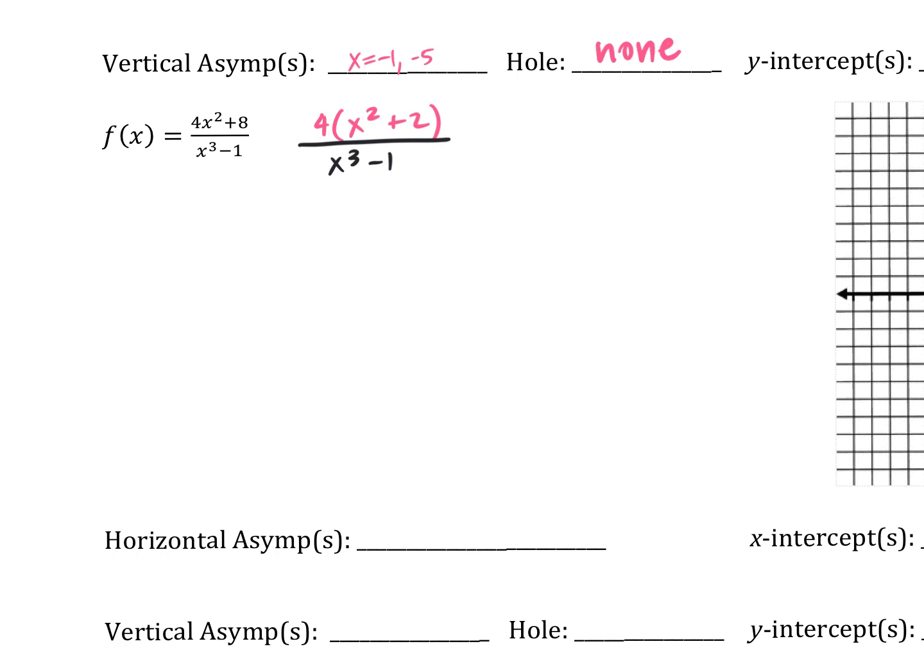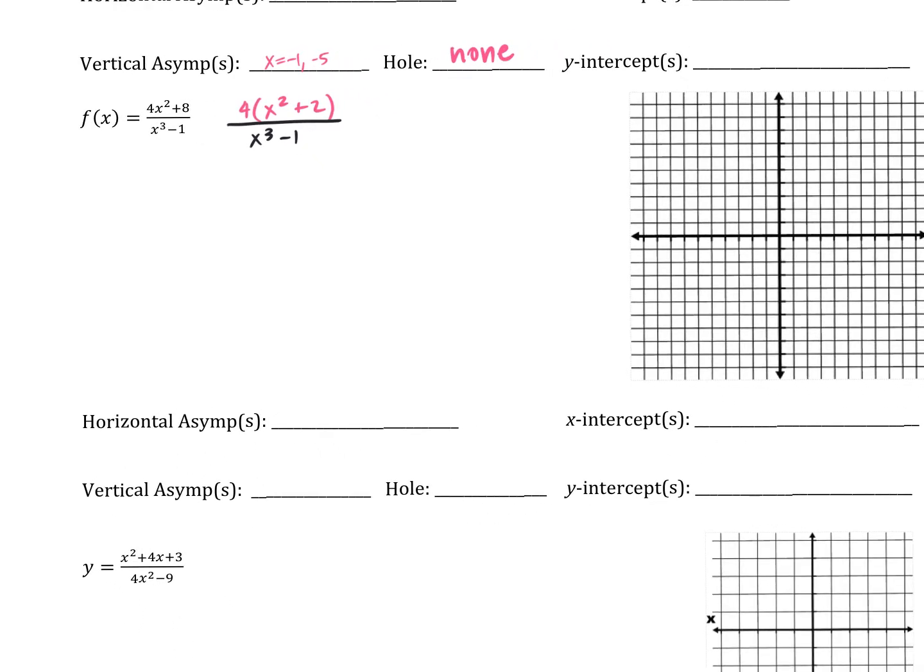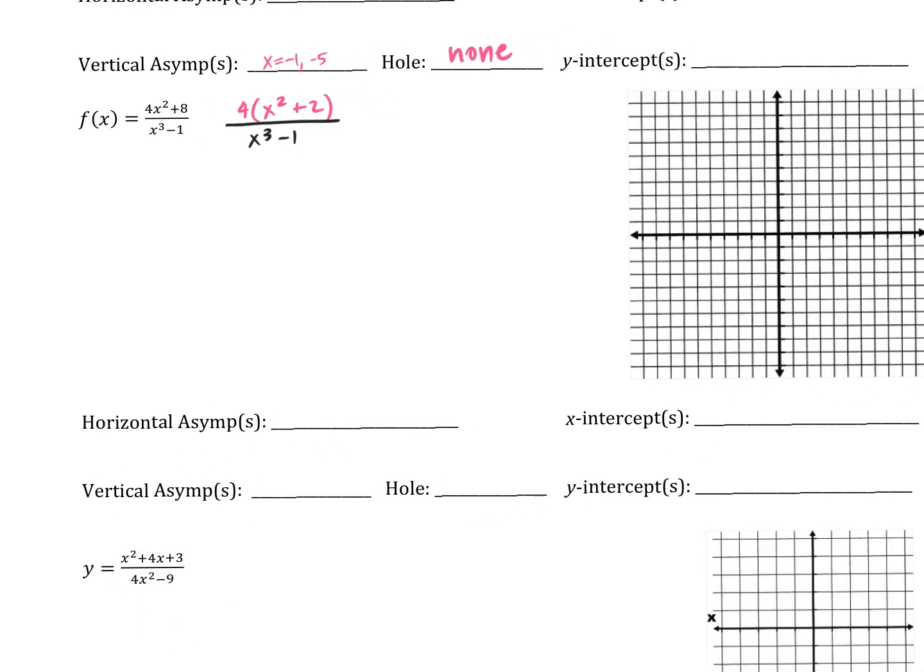Do we have a common factor in the top and bottom? Do we have a hole? No, right? Nothing's canceling out. Vertical asymptote every time, you guys, is just when that denominator is 0. So 1.